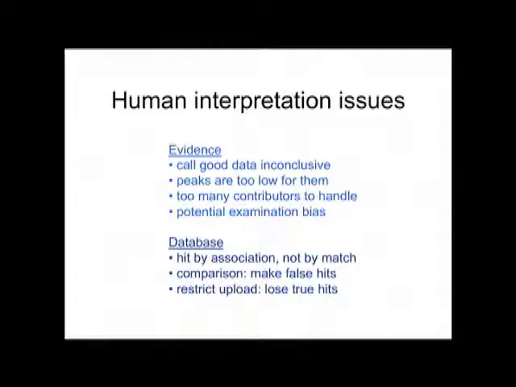On the database side, for investigative applications, DNA hits are made by association, asking if alleles are included, not by matching genotypes. And the result of that is these databases that are based on alleles and inclusion have a natural tendency, when a comparison is made, to make false hits. In order to compensate for that, policies are put in place to restrict the upload of DNA evidence and mixtures. And because evidence is not available on the database, the true hits that might find a criminal are lost.